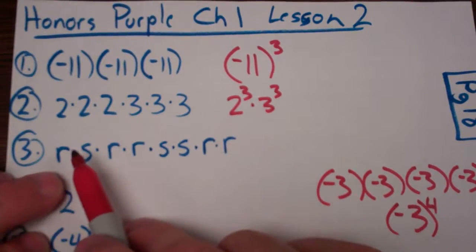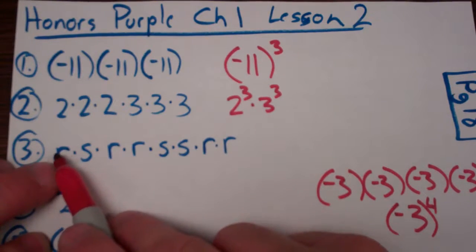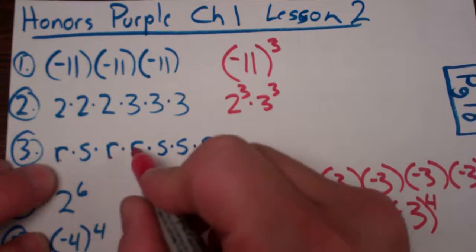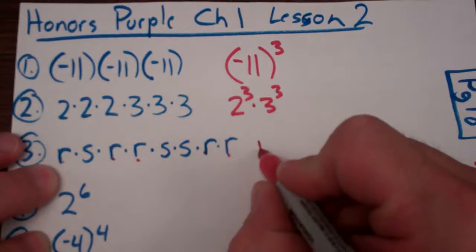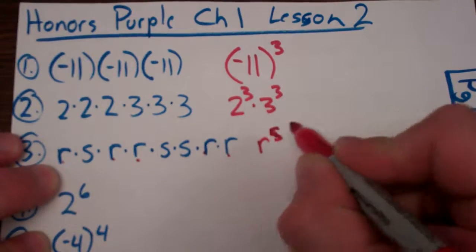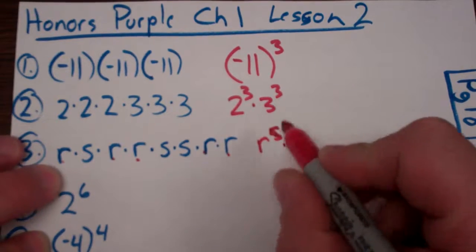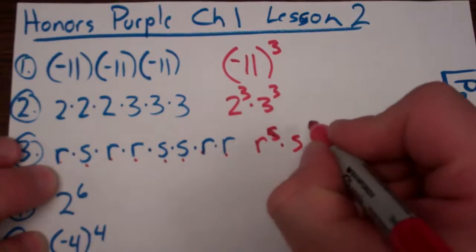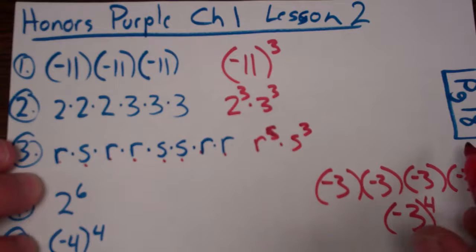Next one, we could look at how many r's we have as a factor. I have 1, 2, 3, 4, 5 r's, so I'll write that as r to the 5th power times s to the 1, 2, 3: r to the 5th times s to the 3rd.